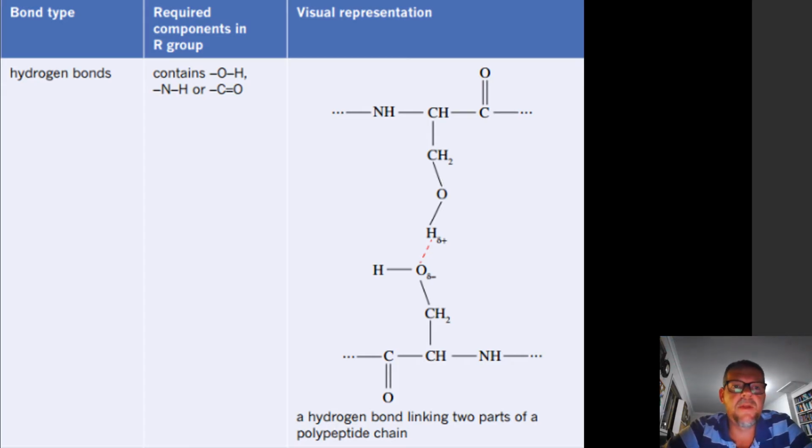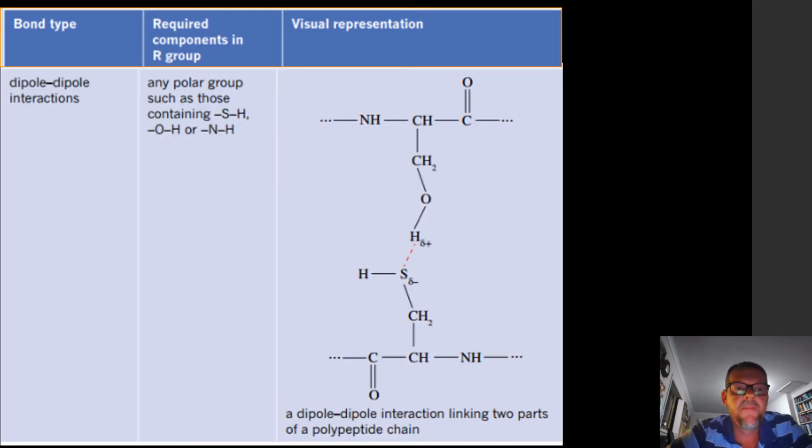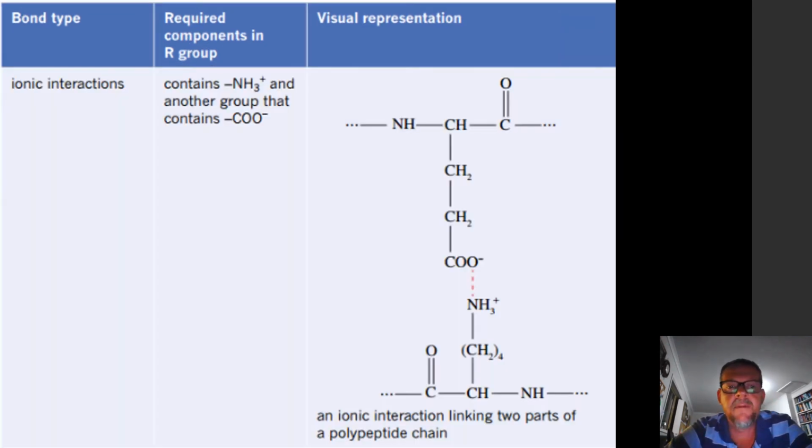Let's have a look at some of these ones here. So remember, hydrogen bonds occur between hydrogen and oxygen, nitrogen, or carbon in particular. And what do we see here? Here's our hydrogen bond forming between two different parts of a polypeptide chain. Now, dipole-dipole interactions, well, they're like hydrogen bonds, aren't they? But they're not as strong. So we've got molecules with a dipole. So, for example, between sulfur and hydrogen, oxygen and hydrogen, nitrogen and hydrogen. And so a dipole-dipole interaction linking two parts of the polypeptide chain, and we're just looking at that there.